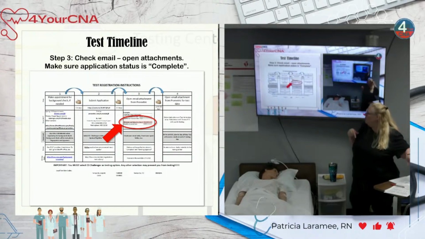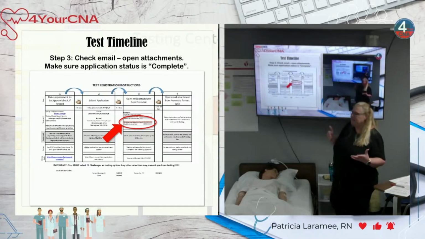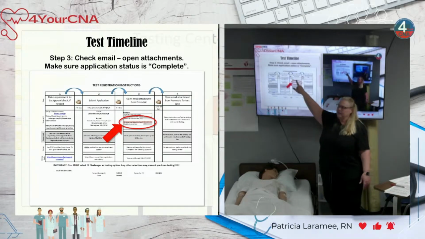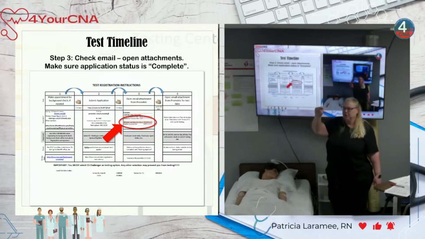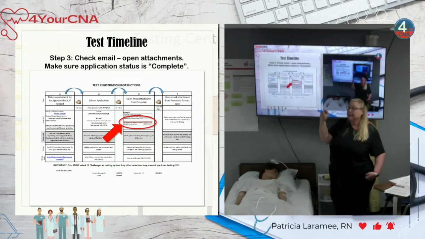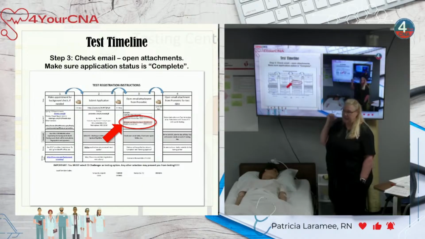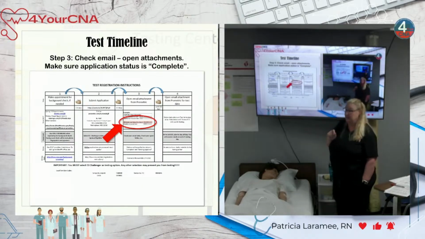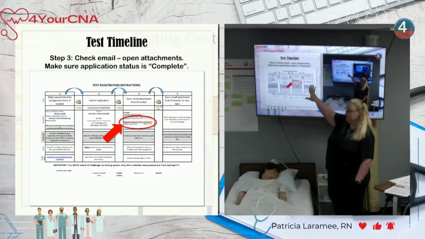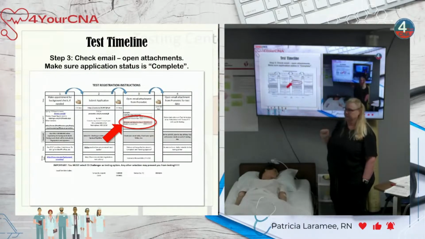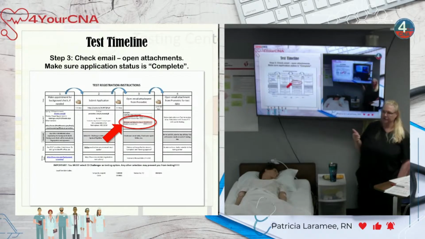All right. When you register for the test, 1 to 3 days later, you're going to get an email from Prometric. In that email, there's going to be a box that says application status. You need that to say complete. That means that your registration was received, your payment was received, they got your background check, everything is good, they're sending it to the Board of Nursing. If that says incomplete, you need to call them and find out what they're missing. Something is wrong. As long as that first email you get says application status complete, you are on a good path. If it doesn't, you need to call to find out why.